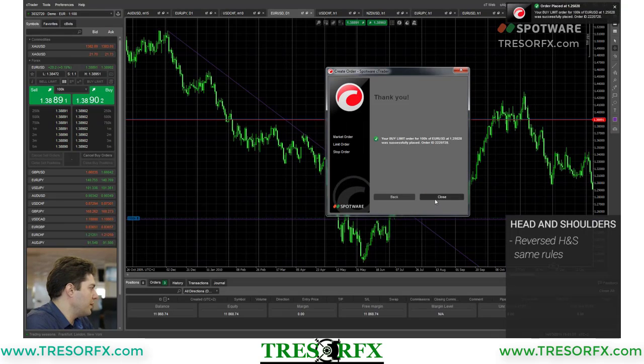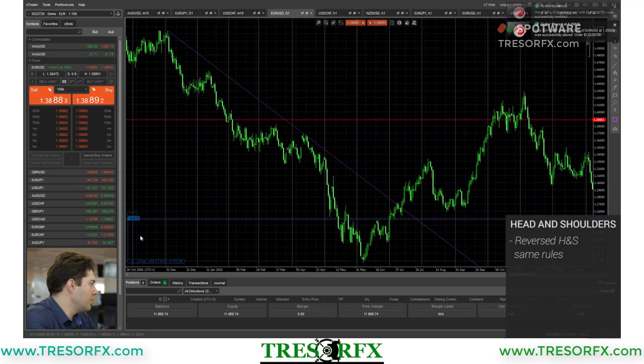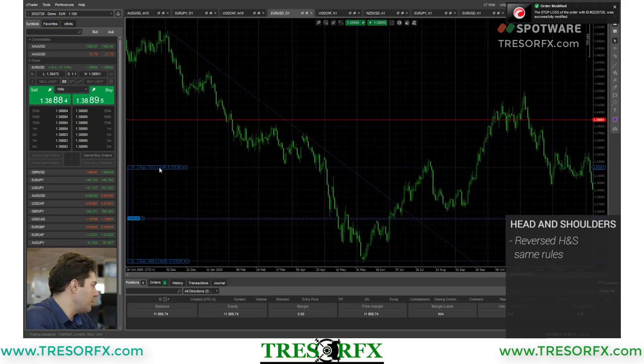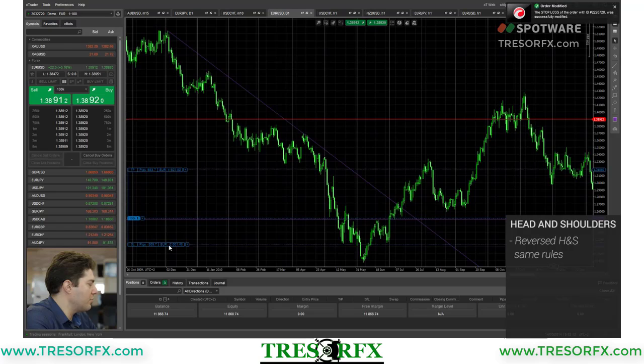Our target is going to be, again, the same height between the neckline and the top of the head. So we can put the take profit at 600 pips. Stop loss depends on your risk appetite. Again, we said before: previous swing, below the previous swing, below the shoulder, or below the candlestick.